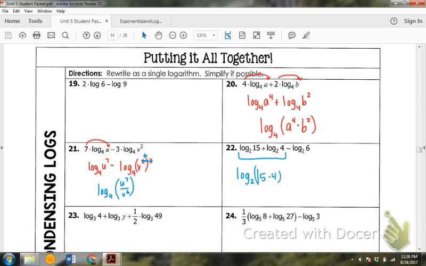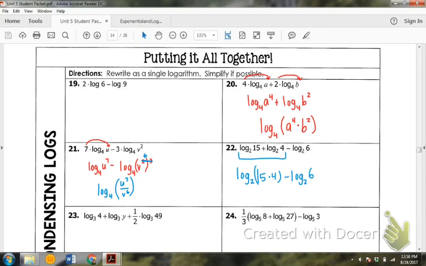Minus log base 2 of 6. All right, so we took the first 2 and we knew that addition turns into multiplication. Now what kind of problem is this? It's a subtraction, and we know that subtraction turns into division. So now we take that 15 times 4.